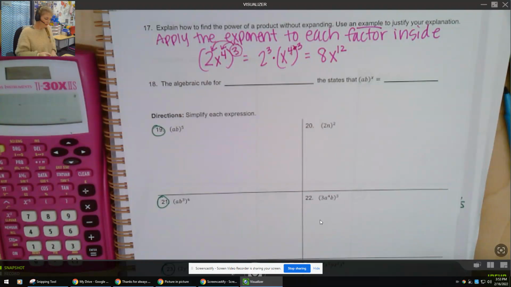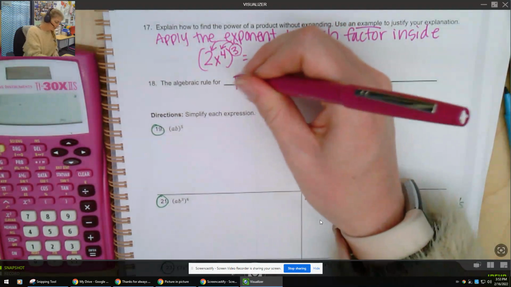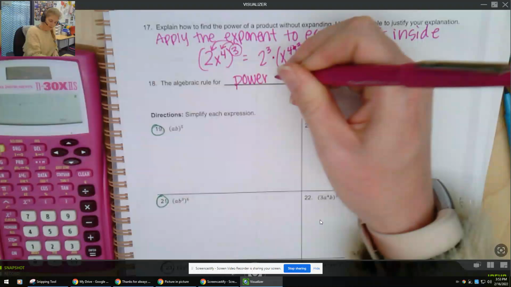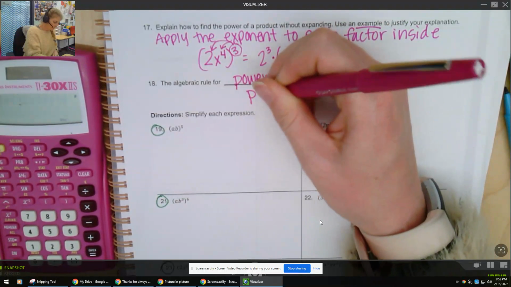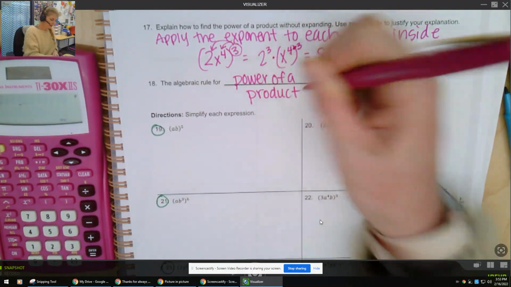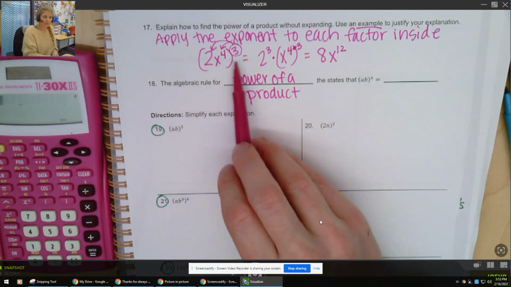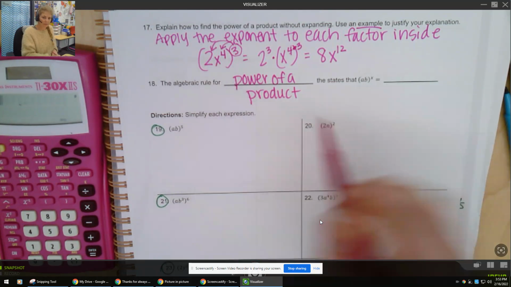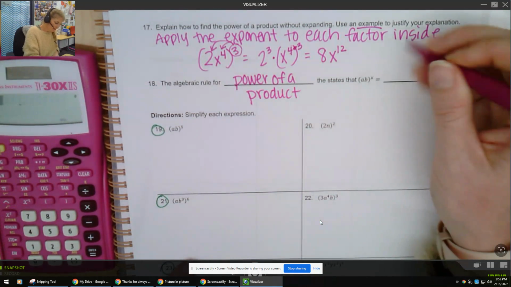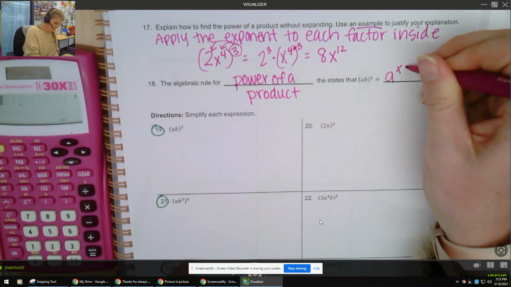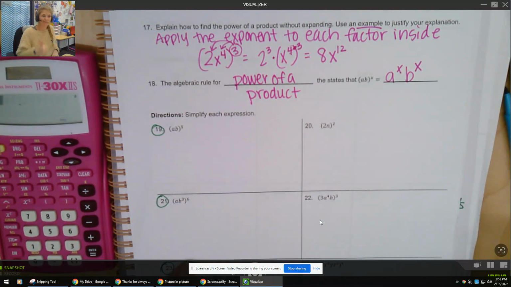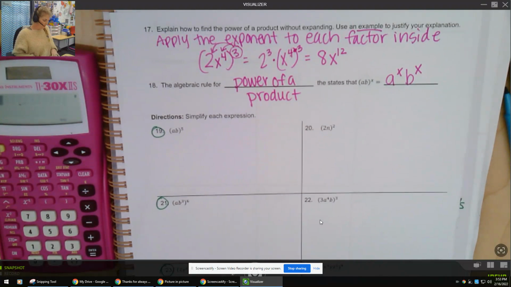12. So the algebraic rule, again, this is called power of a product because it's an exponent or a power on the outside of a product. The product is on the inside. Everything's being multiplied. It states that (ab)^x is a^x times b^x. Nice job. So let's take a look.